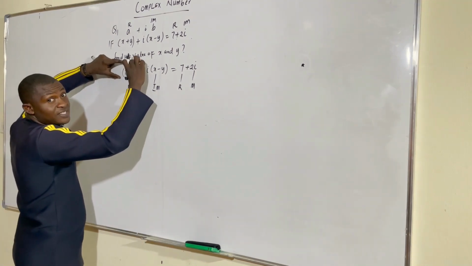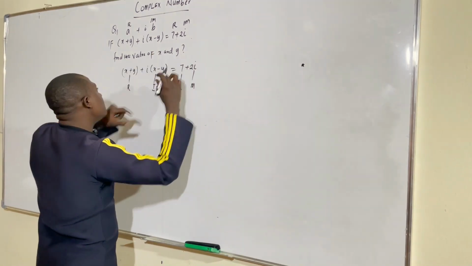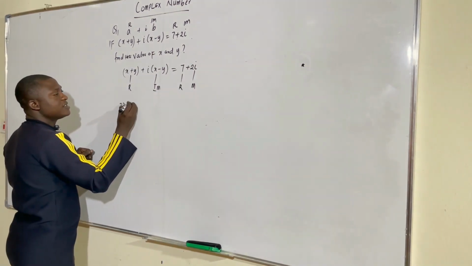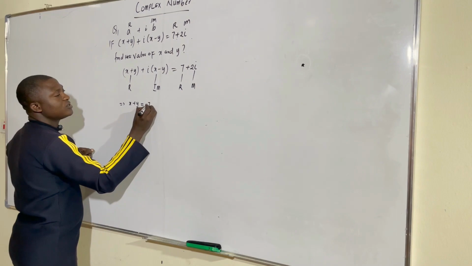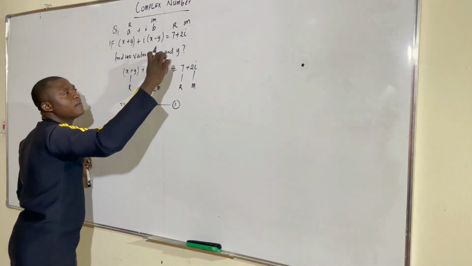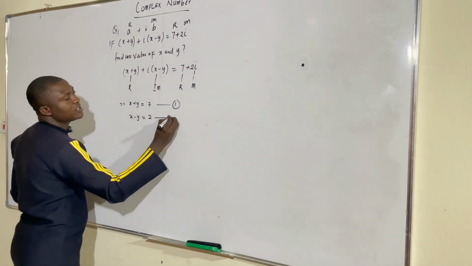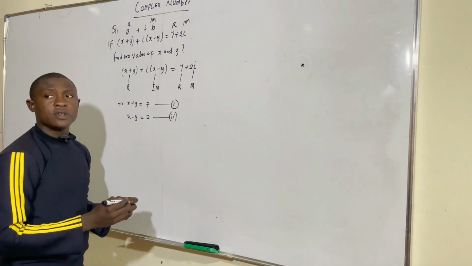You can see the real number here is x plus y, isn't it? And the real number that we have here is 7. So let's equate them. This simply means x plus y is equal to 7. Can you see? That's our equation 1. Then for the imaginary number, that is x minus y is equal to 2. This is equation 2.